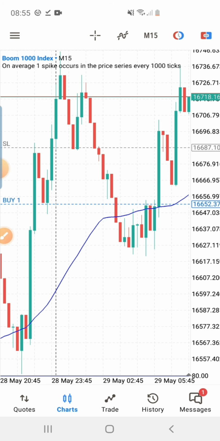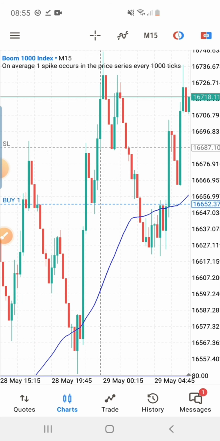So this particular strategy is very simple. We are going to be using moving average and trend line. So what do I mean? We are going to be using the concept of triple touches.